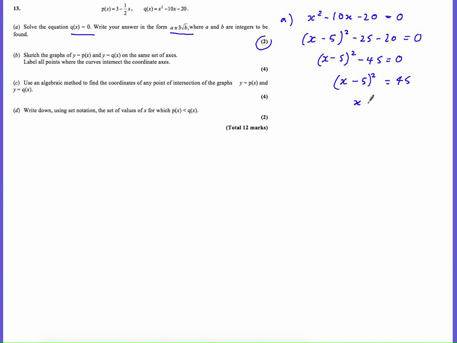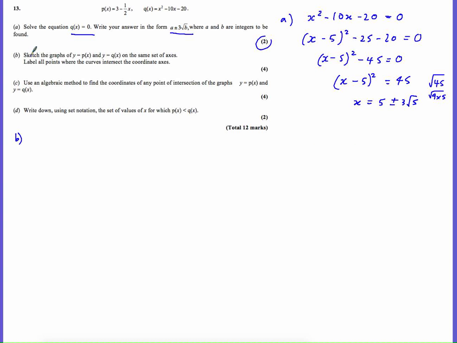Square root it. So that gives you root 45, which simplifies to 3 lots of root 5, and then you've got to add that 5 to it. So it's 5 plus or minus 3 lots of root 5. Remember, root 45 is the same as root 9 times root 5, which gives you the 3 root 5. So that's that first bit done.